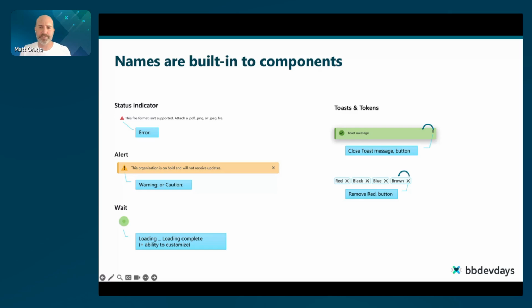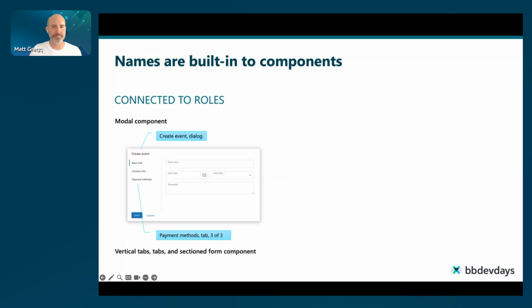And there's lots of places where this is also just built into components. So when you set the content that's displayed, especially for components where there's the potential of multiple of them on the screen at one time, for example with these toasts and tokens, with the close buttons, we've added in that context. So the close toast message gets added to the button, so it's clear what that closes. And for things like tokens, where there's likely multiple, that remove button gets the label added to it. So remove red, remove black, etc. That just happens by default.